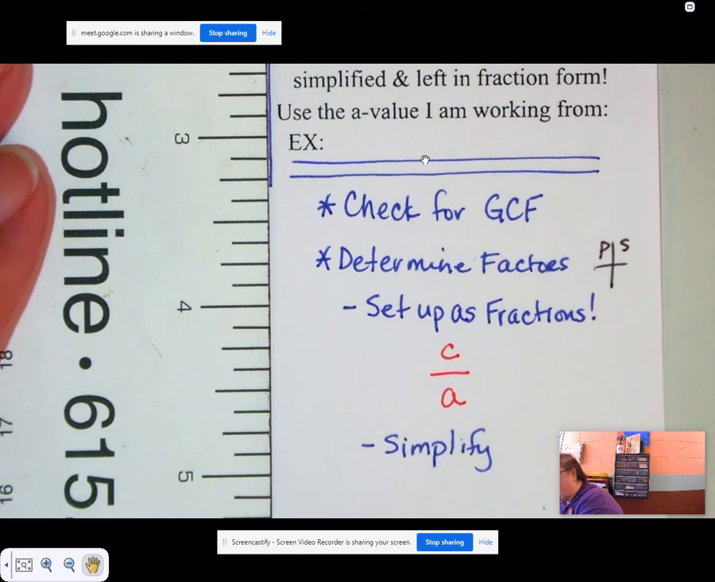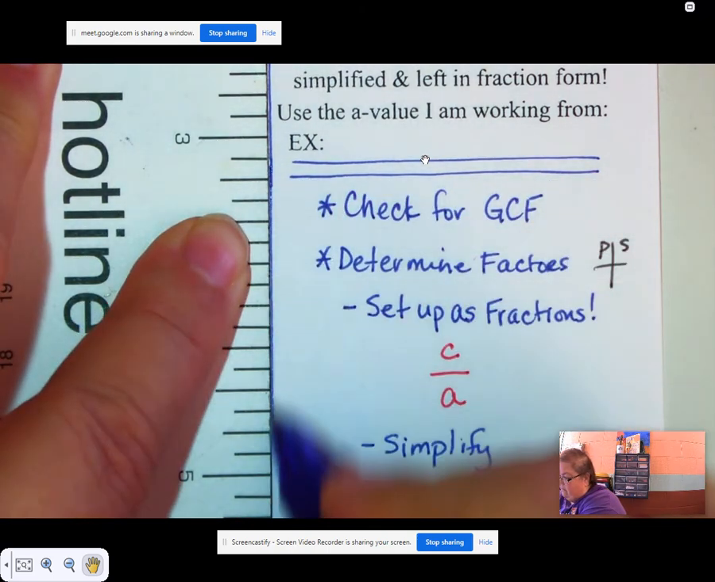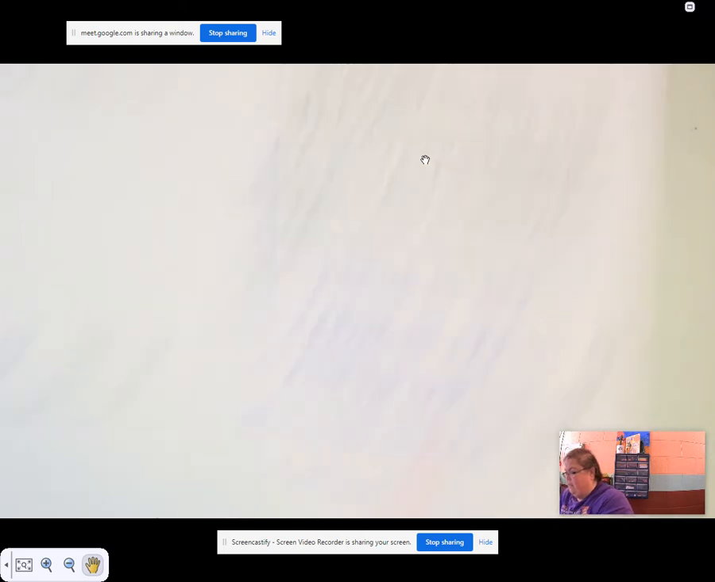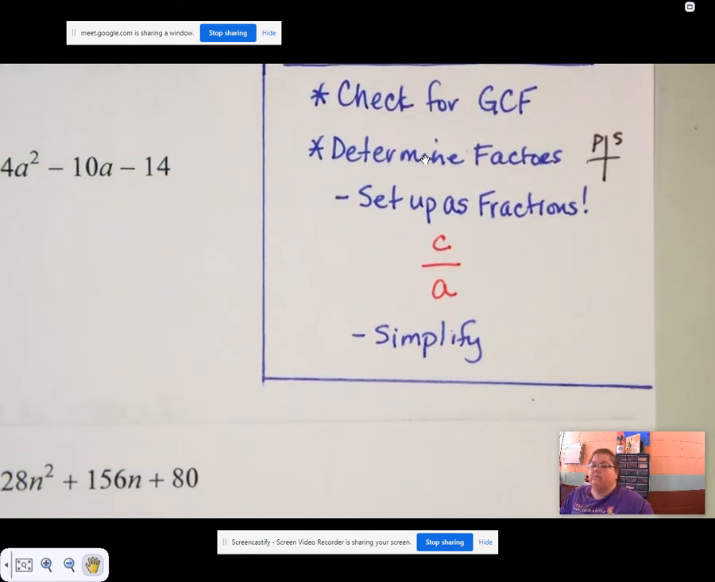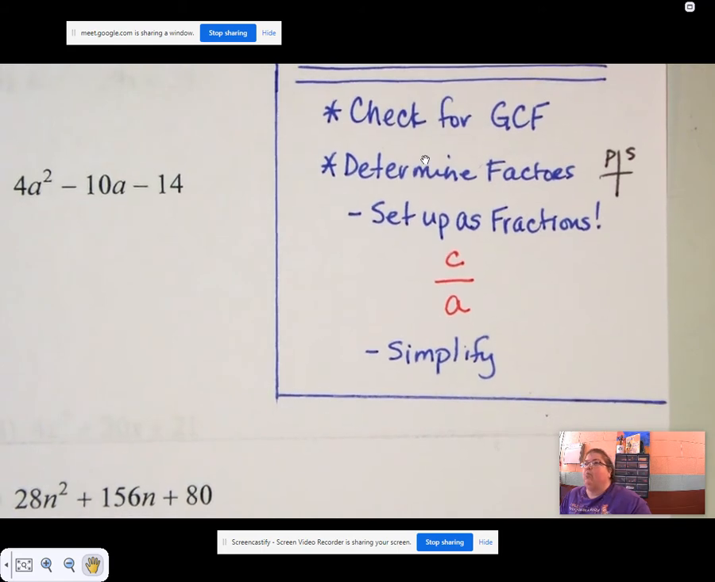Let me finish off my note box here. So we're always checking for that GCF. It may or may not be there. But we've got to check and see. It's got to be pulled out. Once we determine our factors, we set them up as fractions. When we put them in our binomials, it's going to be the constant over the A. And then we're going to simplify those. Calculators open and on, please, and reset. Make sure you have that ready to go.